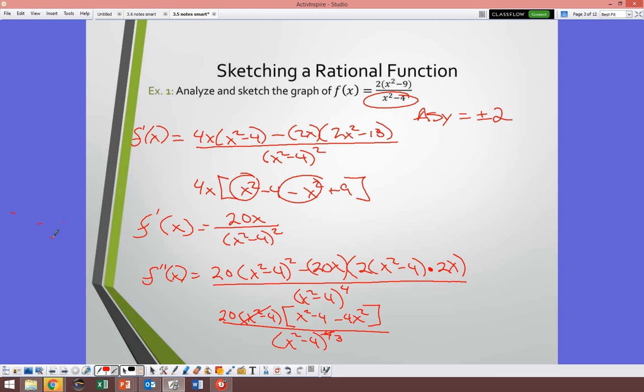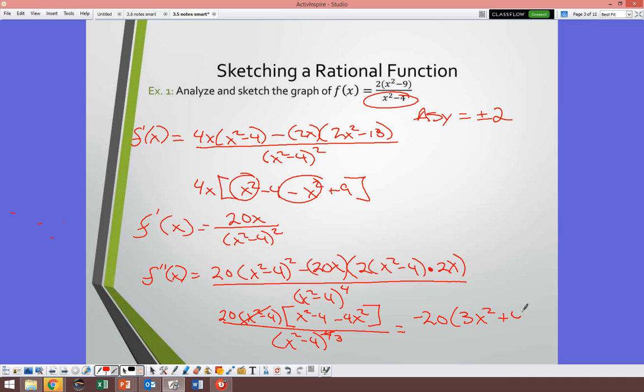20 quantity. Okay, so clean up the inside. What am I going to have? X squared, negative 4, 3x squared. Negative 3x squared minus 4, right? Okay. So if I want to put that negative out front, negative 20, and I'm left with what? Negative 3x squared minus 4.